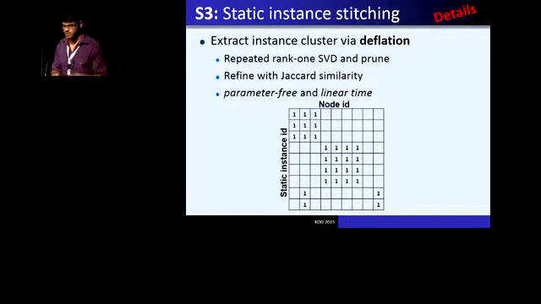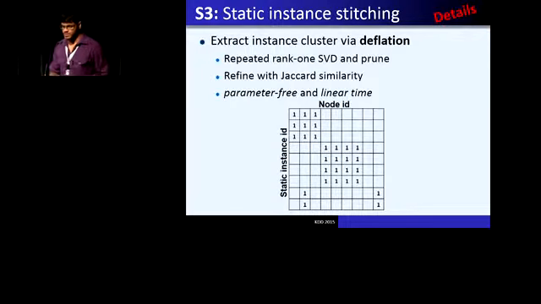Okay, from this matrix, how do we actually get the right clusters? The idea here is that we're going to extract instance clusters via a process called deflation. Essentially, we'll repeatedly conduct rank 1 singular value decompositions, and we will prune out clusters from this matrix until the matrix is fully deflated. And because a lot of these structures are going to be overlapping, because we're looking for overlapping subgraphs, we can refine the clustering quality by checking for node similarity using Jaccard index or something like this.